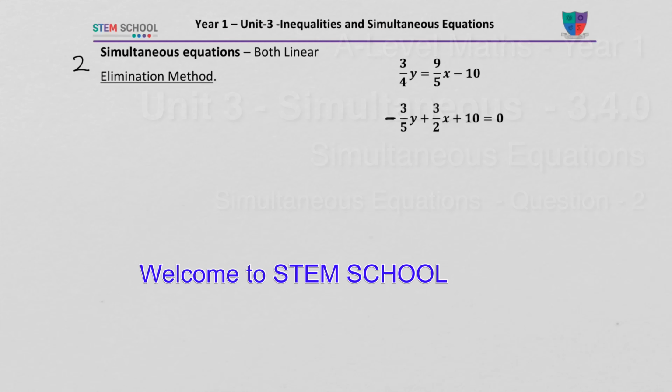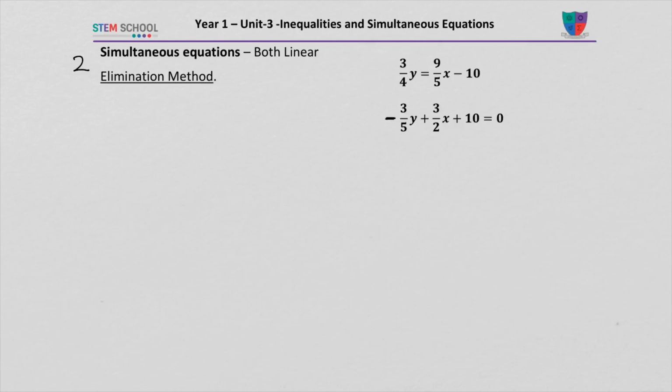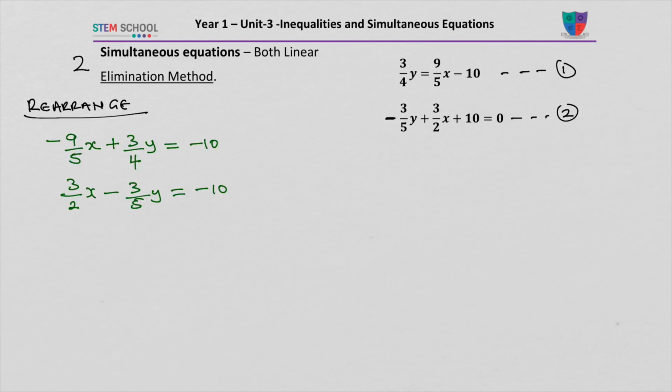We need to solve the two linear equations simultaneously using the elimination method. So we need to label them as equation 1 and equation 2. I've just rearranged the equation to look like this. We always have x and y first, x and y, and therefore we have the numbers here.